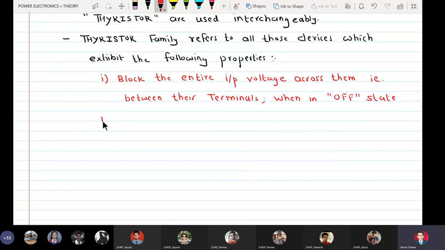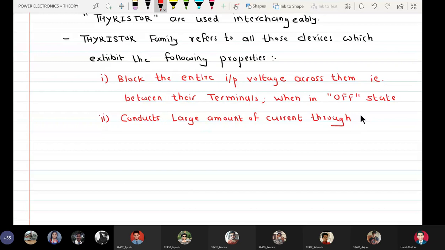The second property is conducts large amount of current, it is plural, so conduct large amount of current through them when in on state.